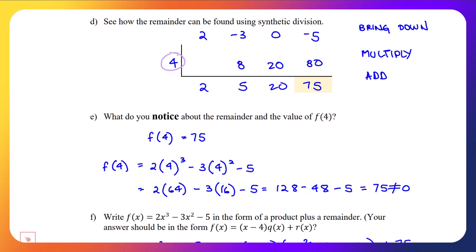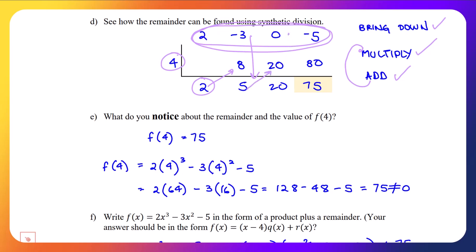Remember, the number that gets subtracted goes there alone. Here's what we're dividing into. Just write the coefficients. Then we bring down, multiply, add, multiply, add, multiply, add. And voila, that position here is also the remainder.